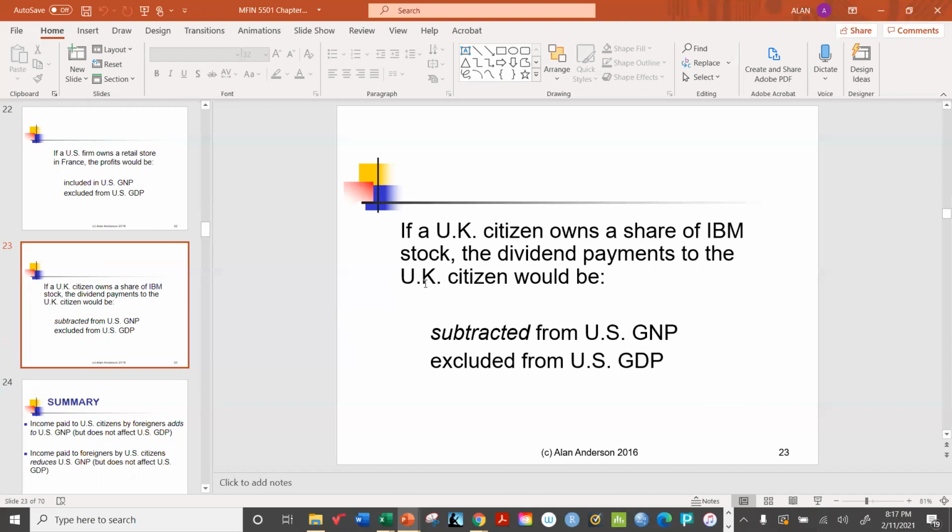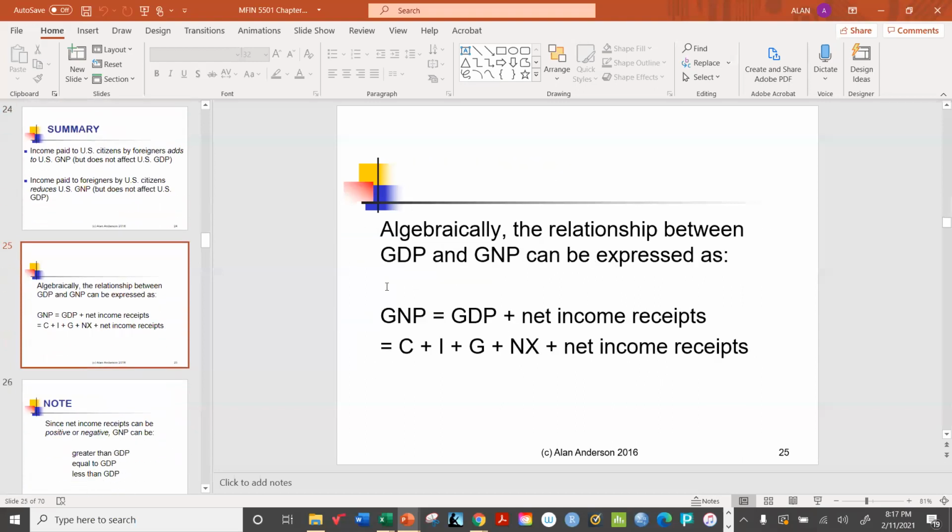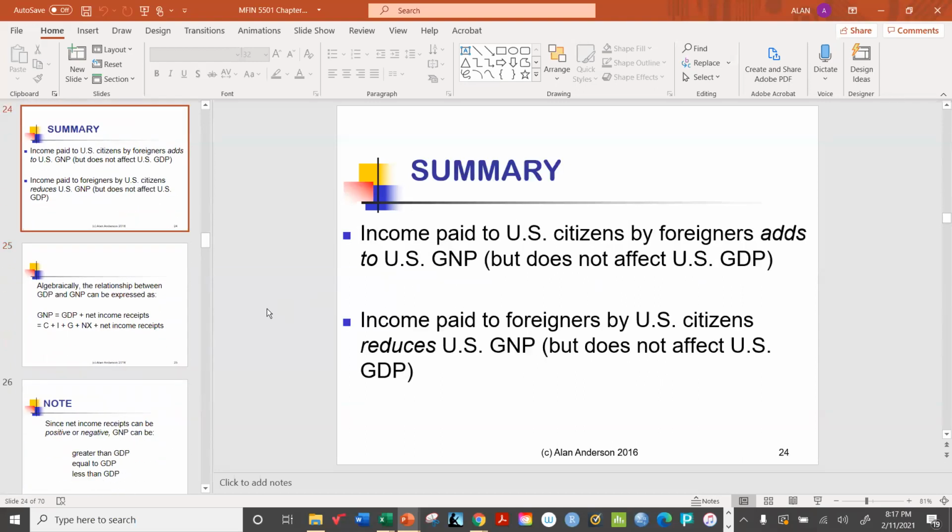All right, here we go. One more, I think. Oh no, I guess not. So income paid by US citizens to American citizens increases our GNP, but does not affect our GDP. And income that we pay to foreigners reduces our GNP, but it does not affect our GDP. So if you're looking at GNP, it includes income receipts. GDP does not, because they're not generated in the United States.